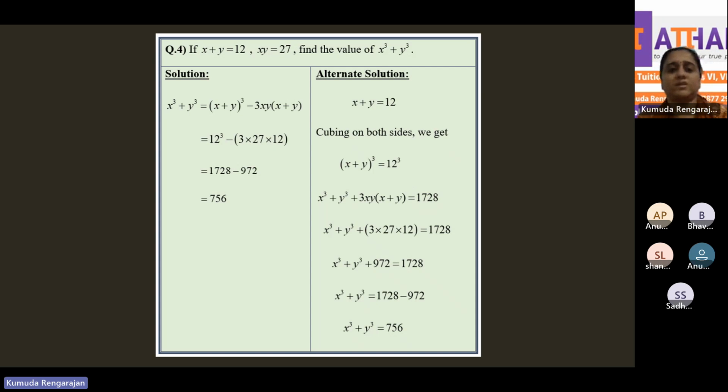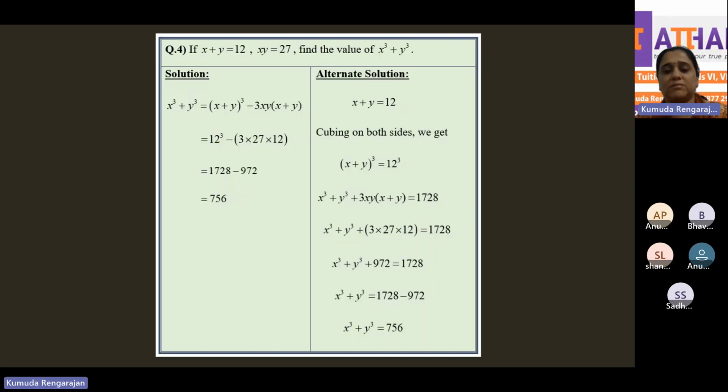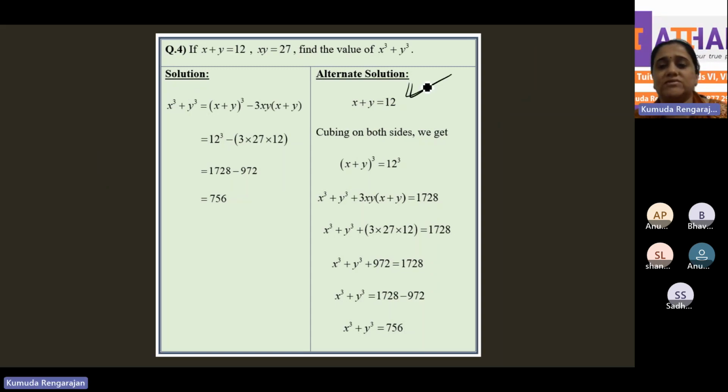So you can see here I've done using that. I told you, you can do it in two ways: one using the identity and one like this. Take down the alternate solution first because I've explained that one. Do this one first. I'll explain this also.